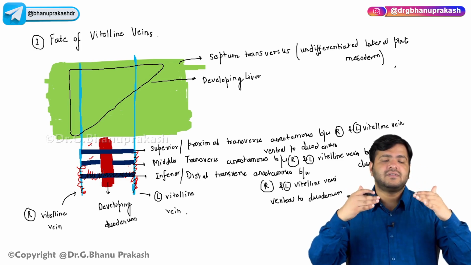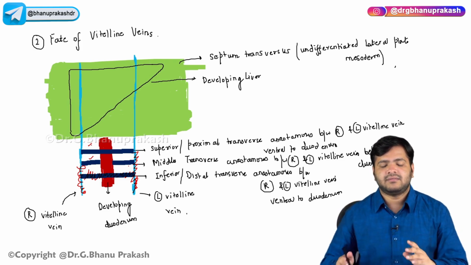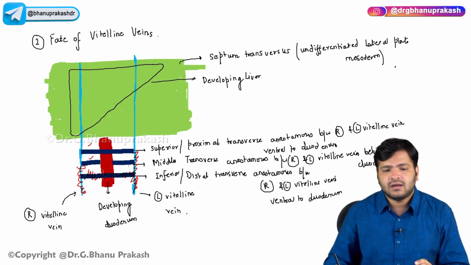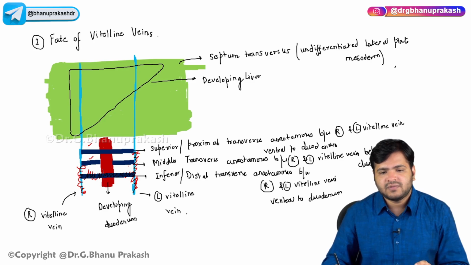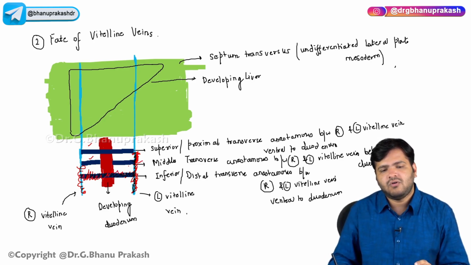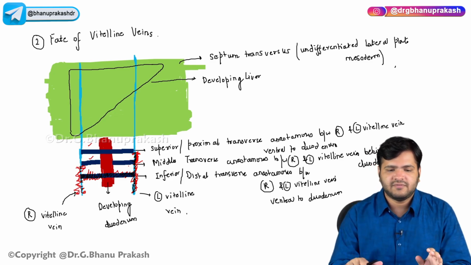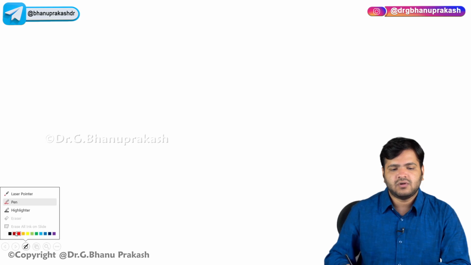So the part below the middle transverse anastomosis will definitely go, okay? And a part of this left vitelline vein above the middle transverse anastomosis will also disappear. This one will also disappear. So all of this will disappear, right? Now what is left? Let us draw it in the other picture so that it becomes very clear to you.